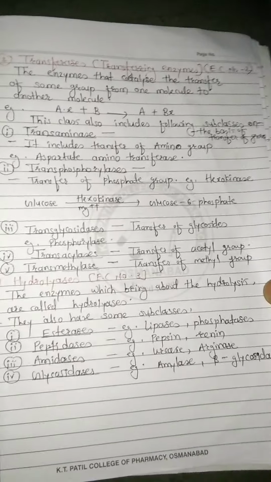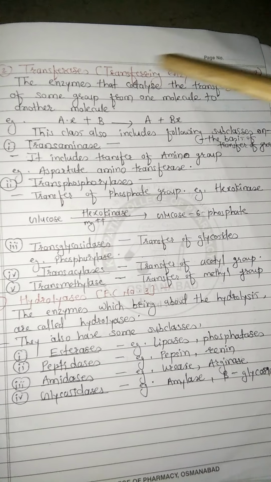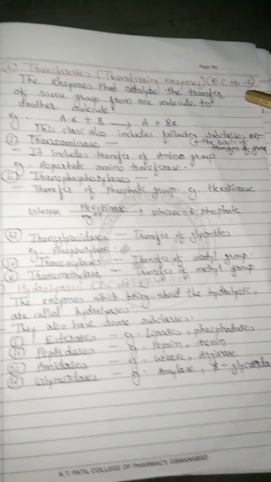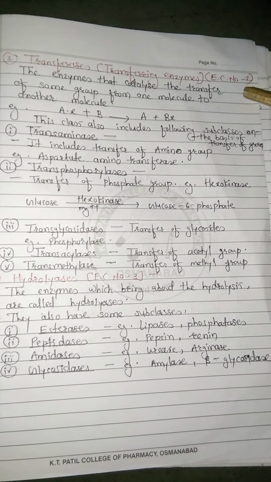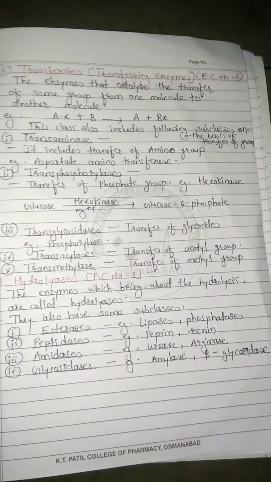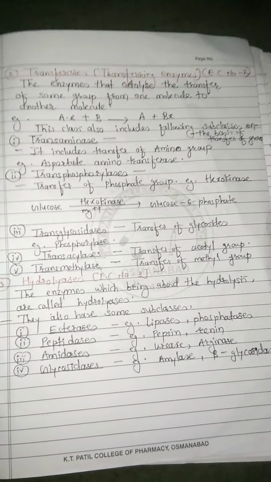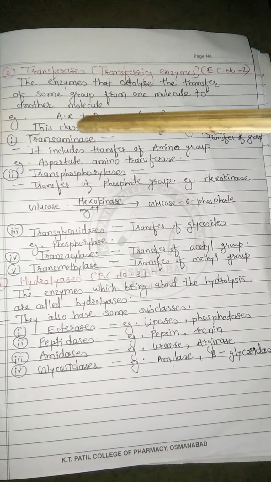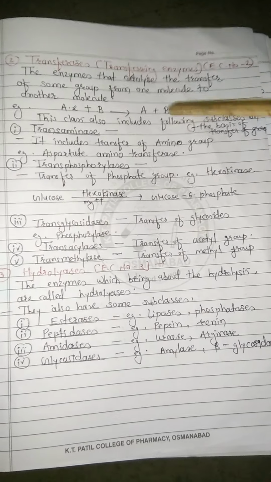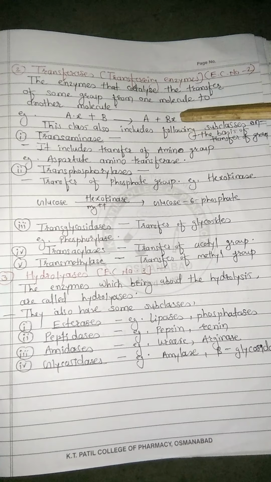Now moving toward the second one, the transferase. A transferring enzyme is denoted with the Enzyme Commission number 2. Now we will see regarding the transferase. First, what it means: the enzymes that catalyze the transfer of some group from one molecule to another molecule. See the example: this X group is transferred from one molecule to another. First it is on the A molecule, now it is on the B. So transfer of some group from one molecule to another, that we call transferase.